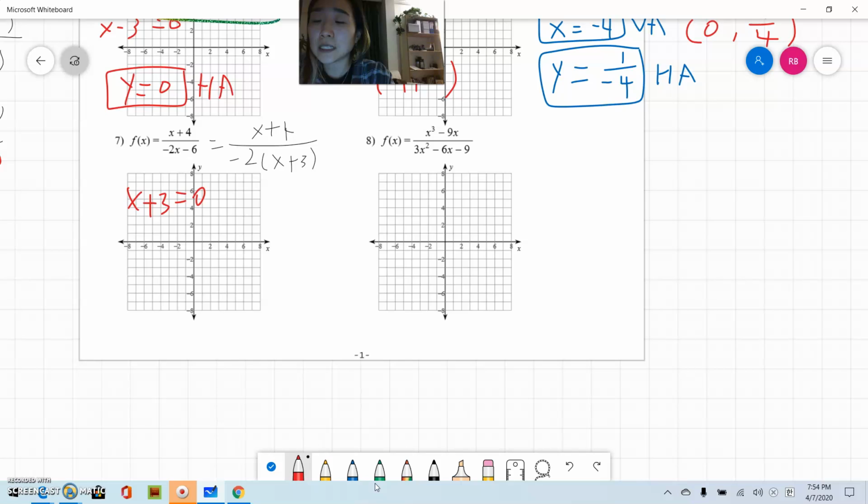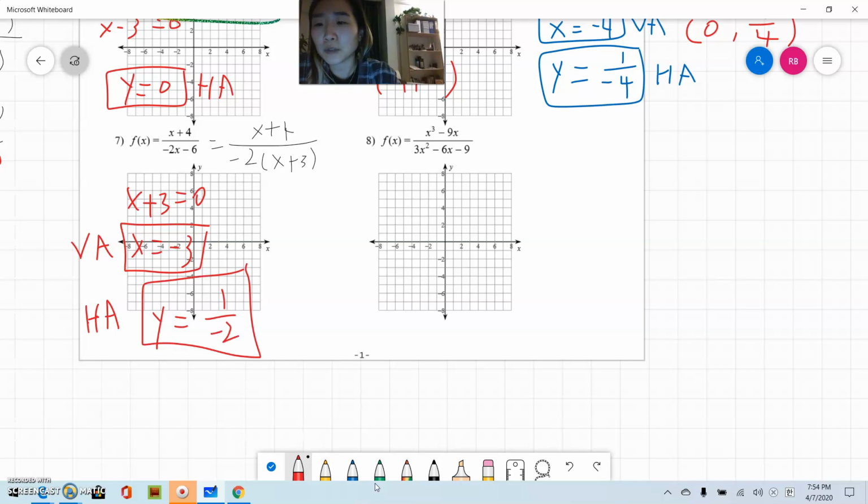So this is a vertical asymptote, so denominator equal to 0. The reason I don't ever care about the -2 or any number that is multiplied is because you can't set -2 to be 0, right? So x equals -3 is my vertical asymptote. Horizontal asymptote, because the degrees are equal, y equals 1 over -2 will be my horizontal asymptote. So only look at the coefficients. To find the zero, x plus 4 has to equal 0. So (-4, 0) is my x-intercept.